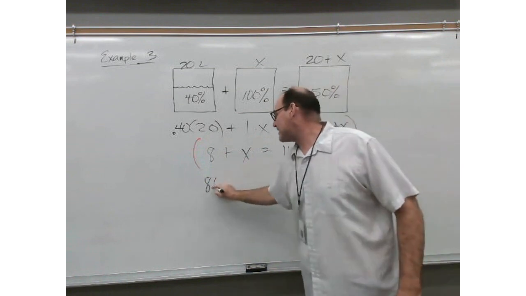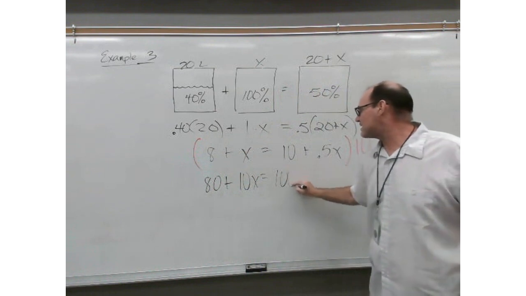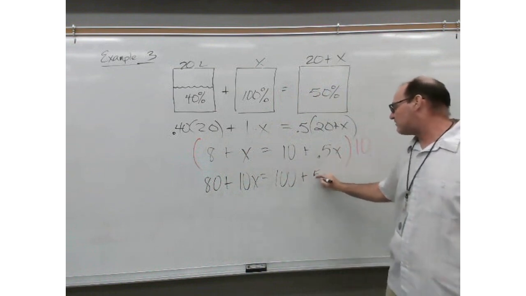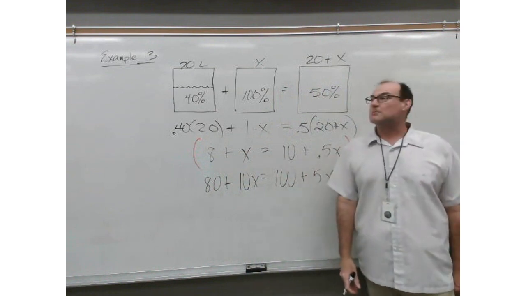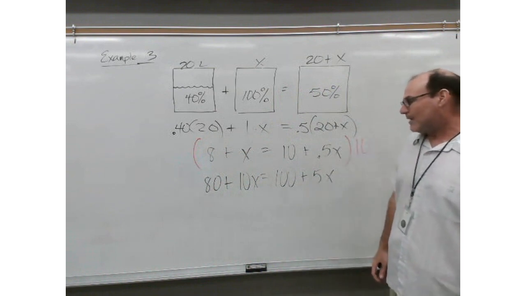10 times 8 is 80. 10 times x is 10x. 10 times 10 is 100. And 10 times 0.5x is 5x. And now I have no more decimals. If that makes you happy, then there you go. Now I'm ready to solve.